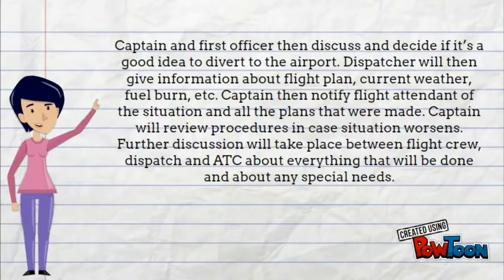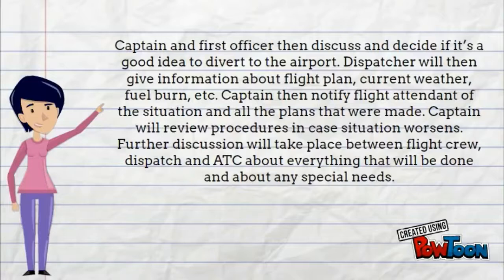Captain and first officer then discuss and decide if it's a good idea to divert to the airport. Dispatcher will then give information about flight plan, current weather, fuel burn, etc. Captain then notifies flight attendants of the situation and all the plans that were made. Captain will review procedures in case the situation worsens.